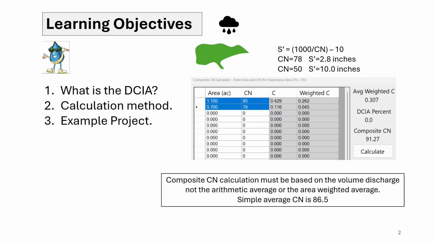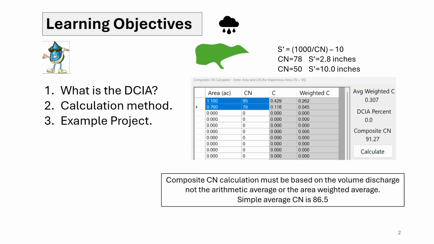To begin, we can calculate S prime, which represents the potential maximum retention in inches, using the formula 1000 divided by the curve number, minus 10. For instance, if our curve number is 78, S prime calculates to 2.8 inches. However, if the curve number is lower, say 50, the potential retention increases significantly to 10 inches.